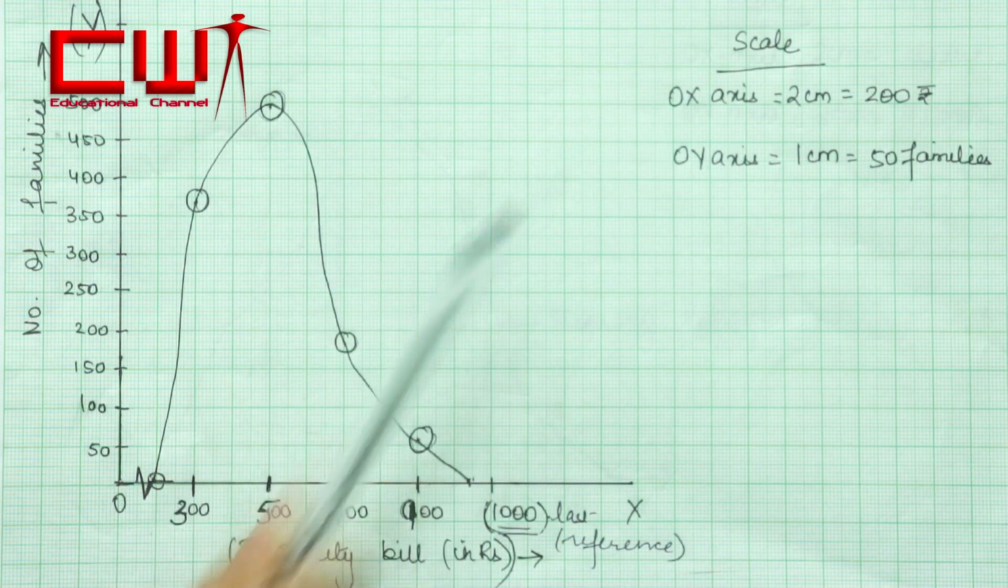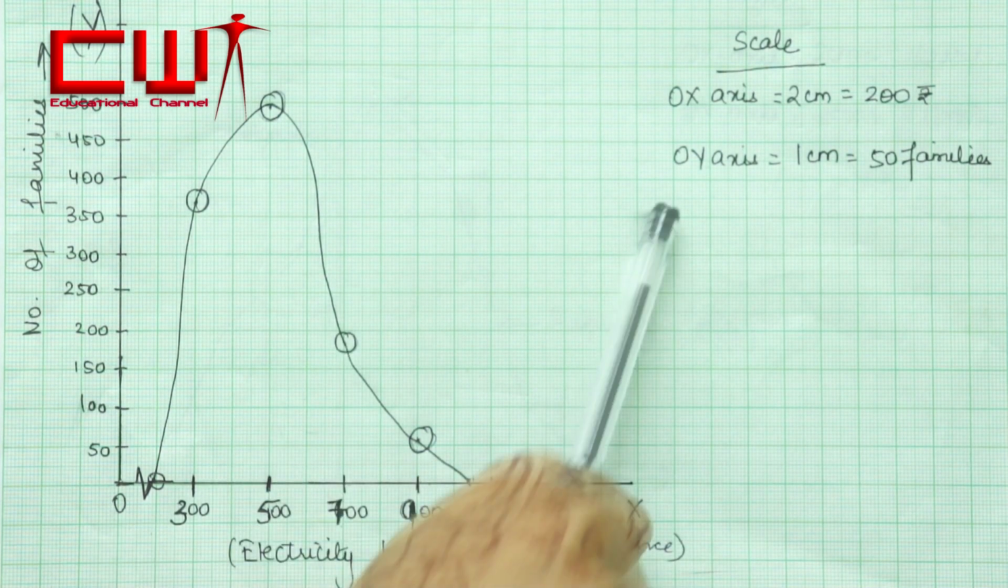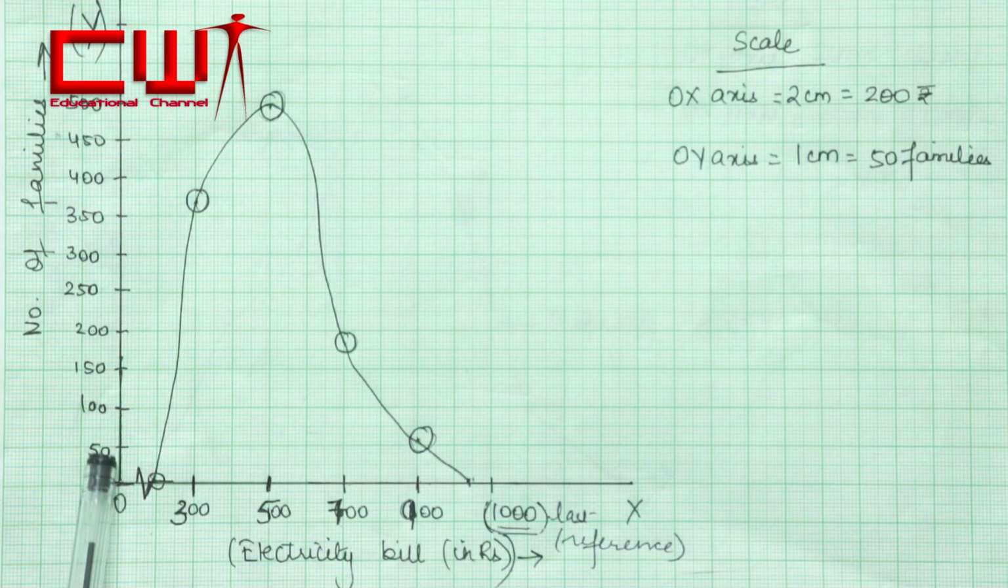You have to write the scale on the OX axis. 2 centimeter I have taken, right? The difference is 2, 3 to 5, 5 to 7. How much? 200 rupees. And on the OY axis I have taken 1 centimeter. It is 50 families, 0 to 50, 50 to 100. How much is the difference? 50. So OX axis is rupees, that is electricity bill in rupees, and OY axis is number of families. So this is the end of exercise 6.3. Let's move on to the last exercise of the chapter.